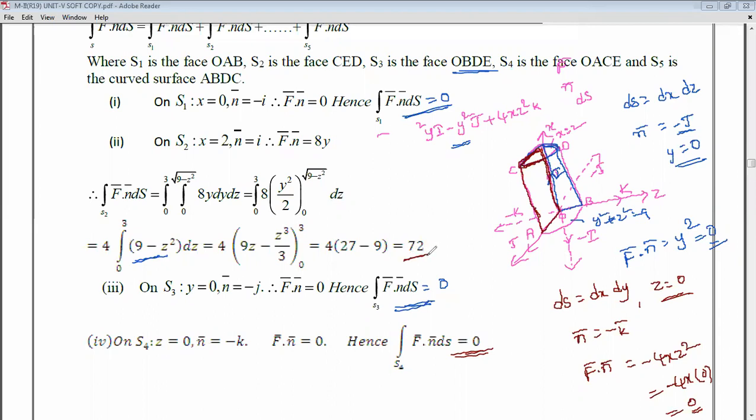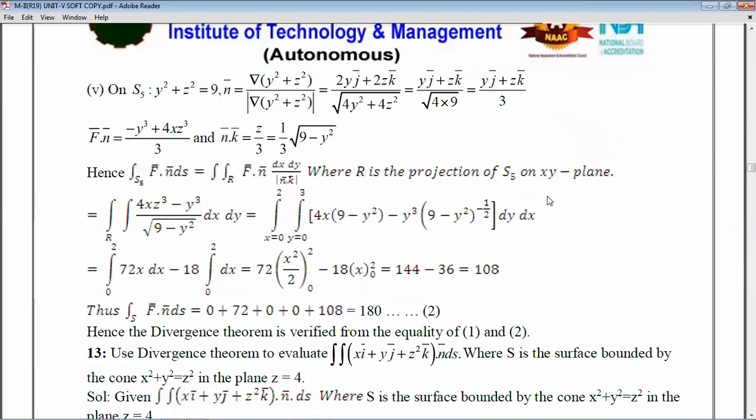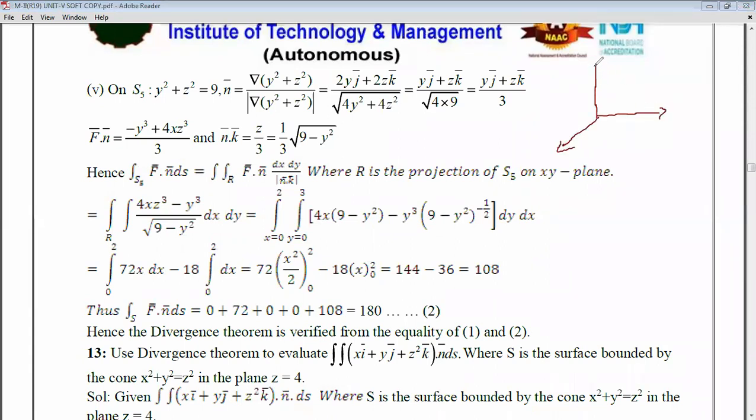Now finally we need to calculate S5. So this is only the curved part. So we are going to calculate S5 now. So on S5, we already know that. So we are simply drawing again. S5 is nothing but only this part. We are not taking the entire part, only the curved shape. So this is S5.